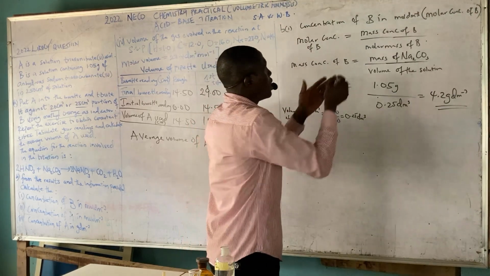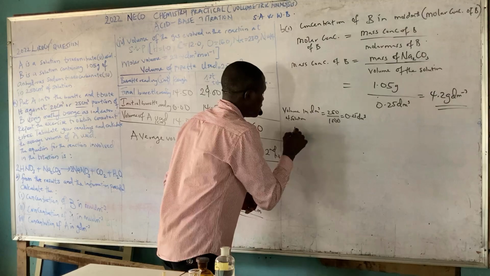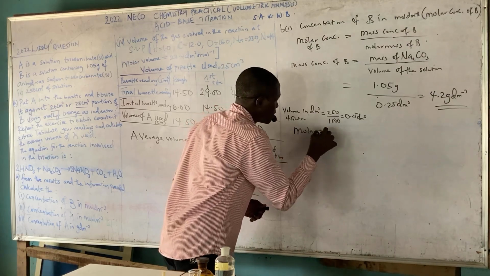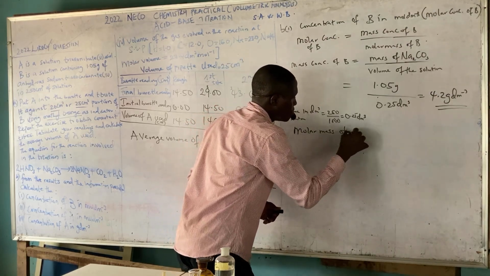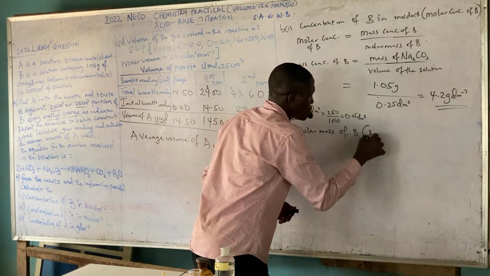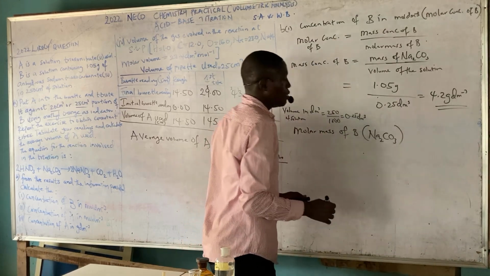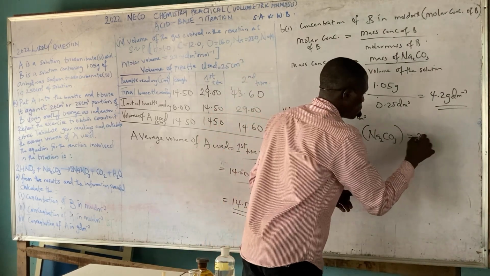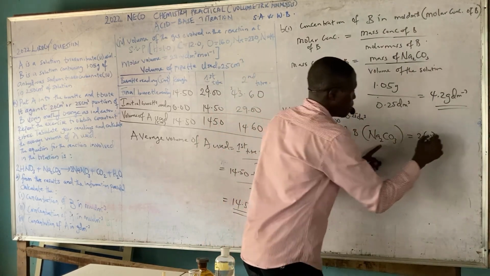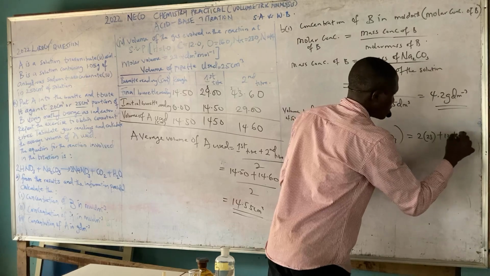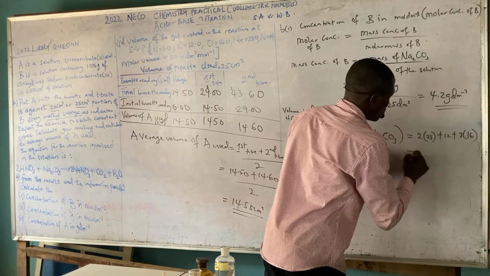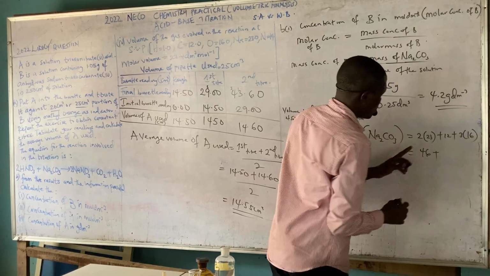Now the next thing is to get the molar mass of B. What is the molar mass of B? The molar mass of B is the same as the molar mass of sodium trioxocarbonate IV, which is Na2CO3, which is 2 into bracket 23, plus 12, plus 3 bracket 16. So we have 46 plus 2 times 23.